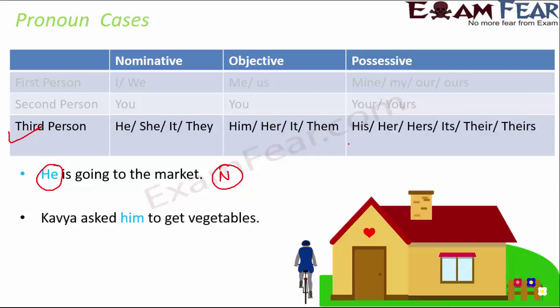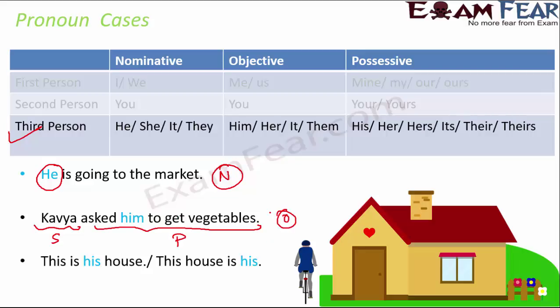Let's look at the next example. Kavya asked him to get vegetables. So here subject is Kavya. So the rest of the statement is predicate. So therefore him in this case is used as an object, and therefore this is an objective case.